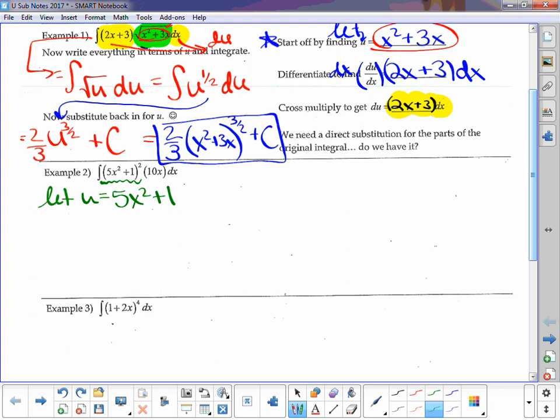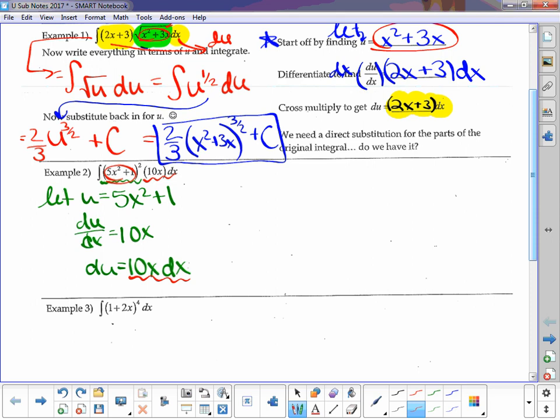Alright. Now let's go ahead and do our derivative with respect to x. So we would get 10x plus 0. Now again, I want to have it just du equals, so I would then have du equals 10x dx. Be good there. Okay. So now let's make sure we have all of our pieces before we proceed and turn it into terms of u. So I have 5x squared plus 1 is u, and then I have 10x dx, which I have.